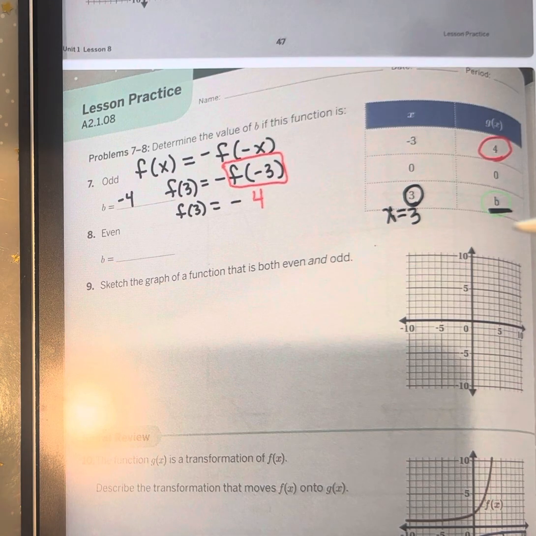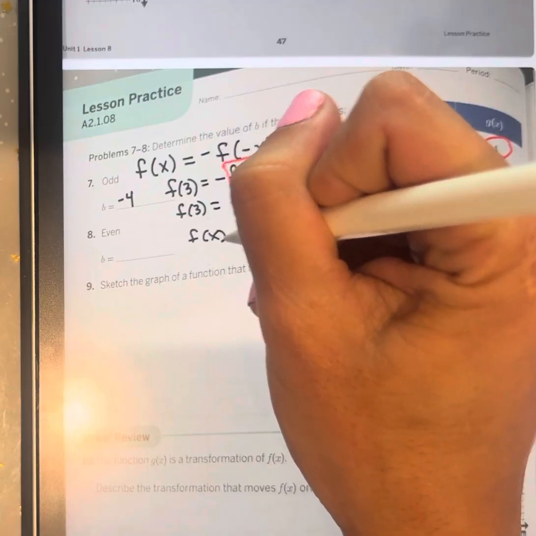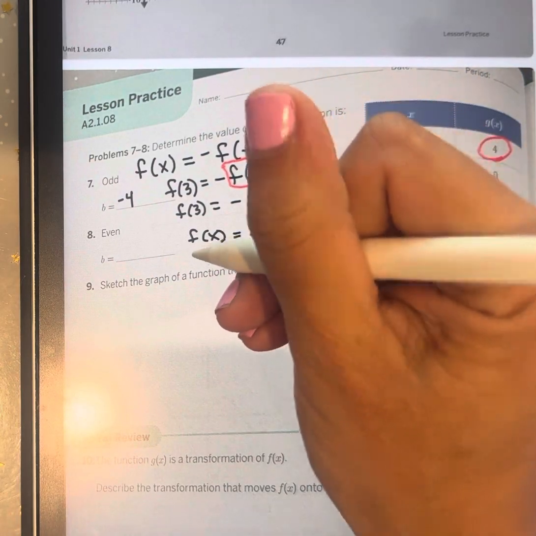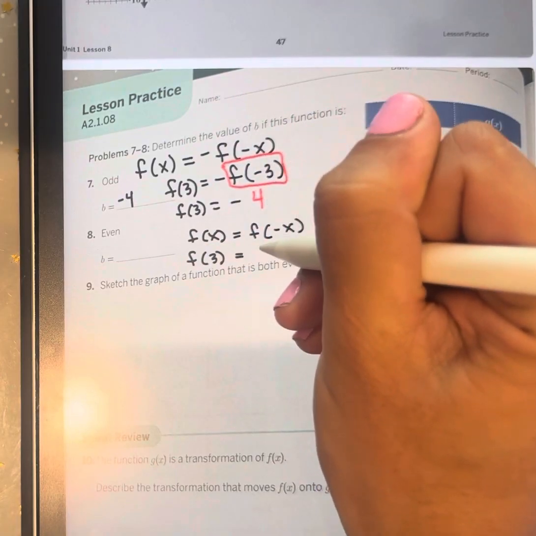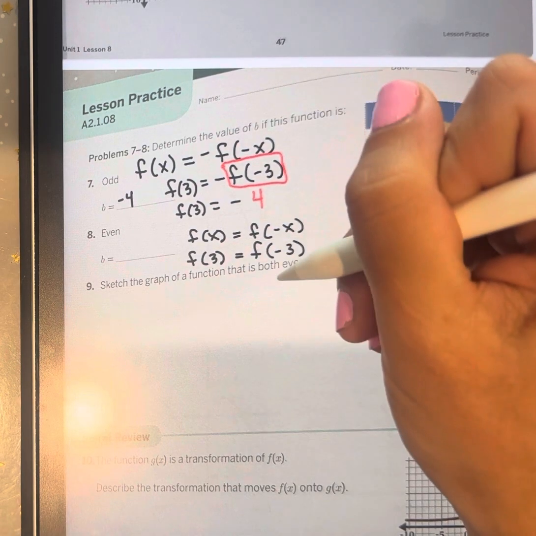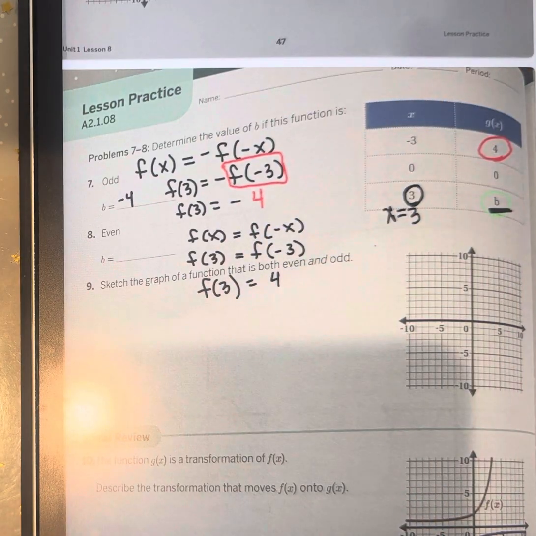Okay. Now, if we want b to be even, we want f of x to equal f of negative x. So that means that f of 3 must be the same as f of negative 3. Okay? And f of negative 3 we already know is 4. So we need f of 3 to be 4. So we need b to be 4, which again, if you remember, in an even function, opposite x values have the same y value. So that's how that goes.